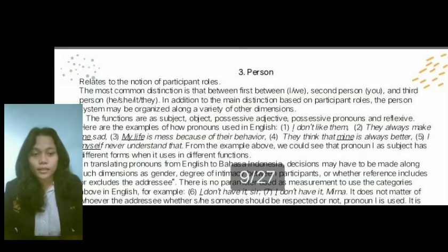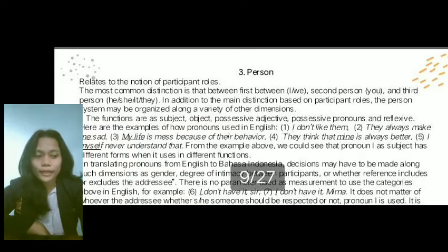There is person. We know that person is orang. Related to the notion of participant roles, the most common distinction is between first person, I, we, second person, you, and third person, he, she, or they. In addition to the main distinctions based on participant roles, the person system may have different functions: subject, object, possessive adjective, possessive pronoun, and reflexive.